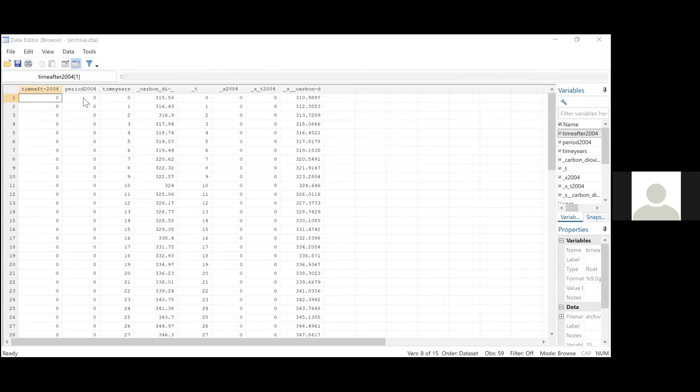We created the period 2004. The x variable, right? It creates it automatically. It is the underscore x 2004. It also creates it. So it is a 0, 0, 0 up to some point. Then after some point, it becomes 1. You see, after some point, it is 1, 1, 1, 1 going down. And so we are good.